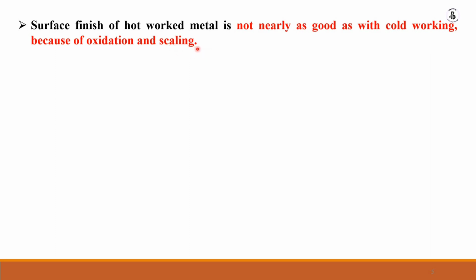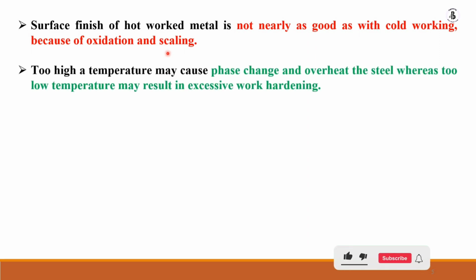Due to that scaling, if you work with rolling or forging, the outer surface is damaged, so dimensional accuracy is not achieved well with the hot working process. In the case of the cold working process, you get components with good dimensional accuracy. So there are these difficulties with the hot working process. Too high a temperature may cause phase change and overheat steels, whereas too low a temperature may result in excessive work hardening.